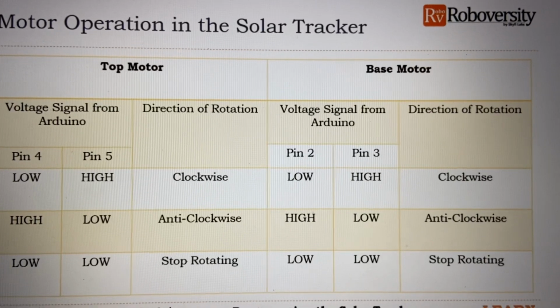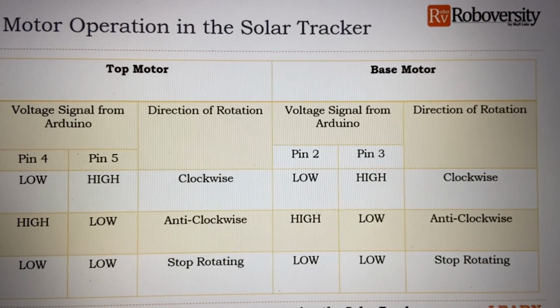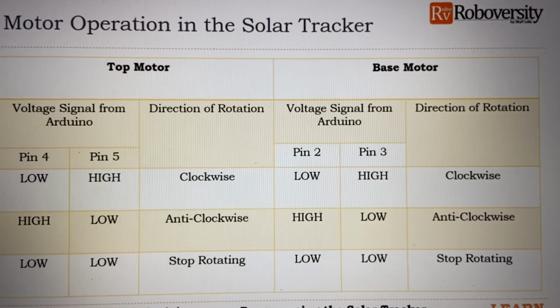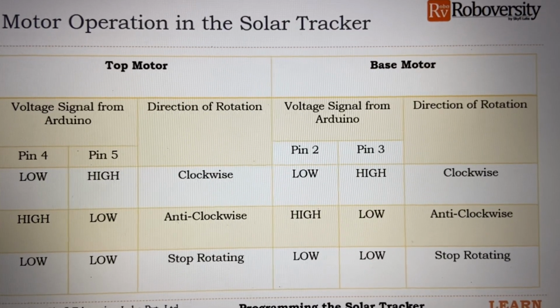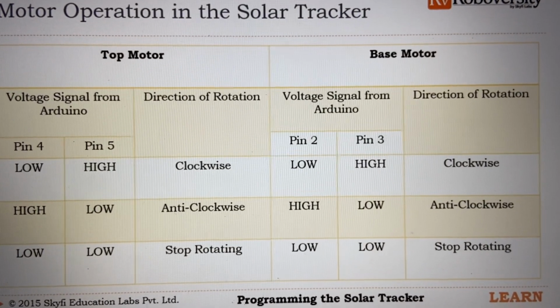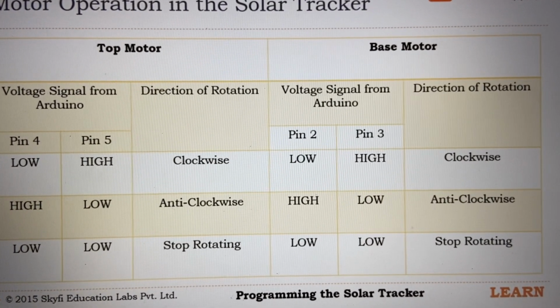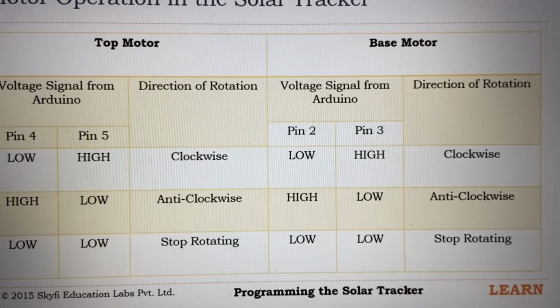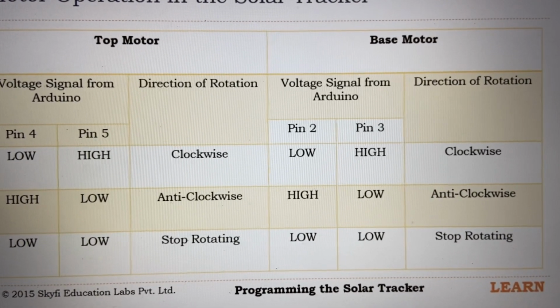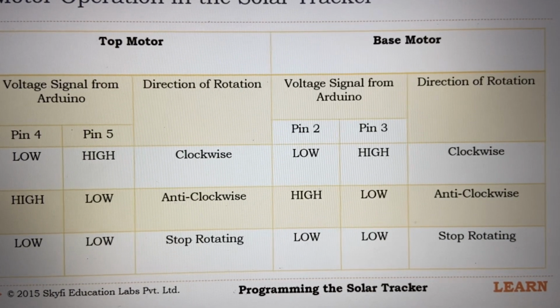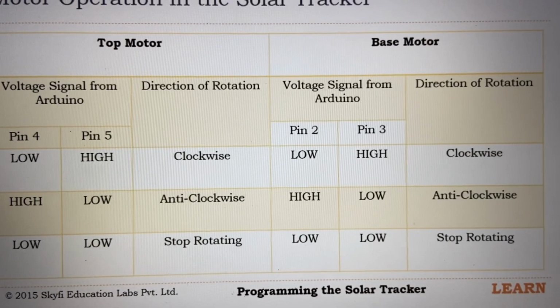Similarly, for the base motor, when pin 2 is low and pin 3 is high, the direction of rotation for the base motor is clockwise. And when vice versa, the direction is anti-clockwise. When the voltage signal from Arduino is low for both pins 2 and 3, then the base motor stops rotating.